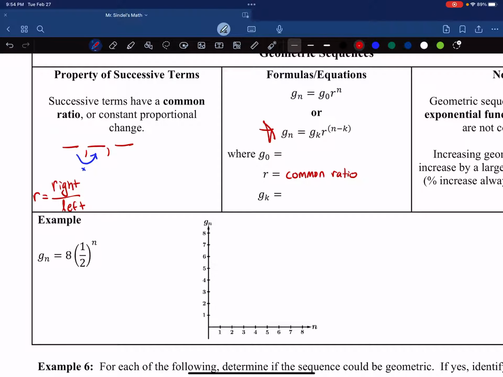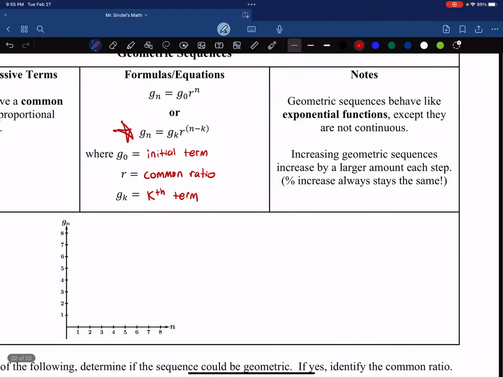Again, this is the, I'm going to just say king of formulas, because you can always rederive this initial formula up here. This is another formula that you have to have memorized, and g sub 0 is the initial term still, and g sub k is the kth term in the sequence.